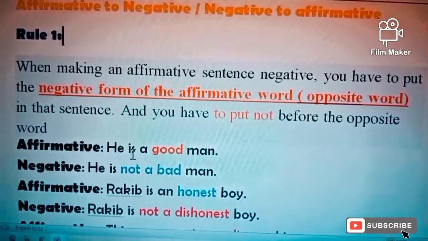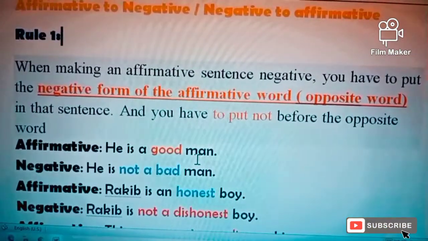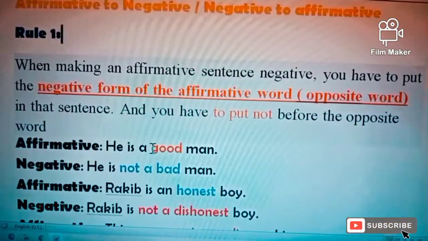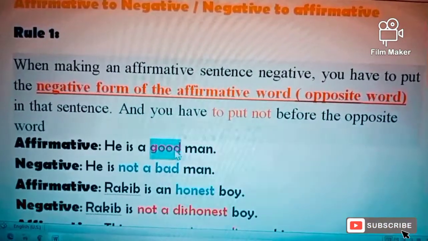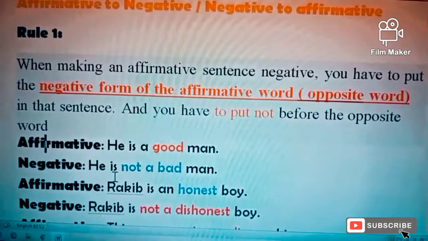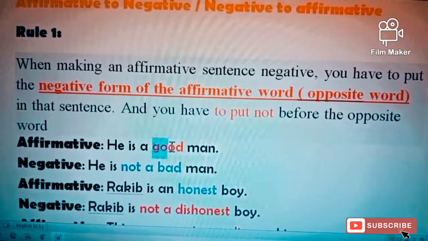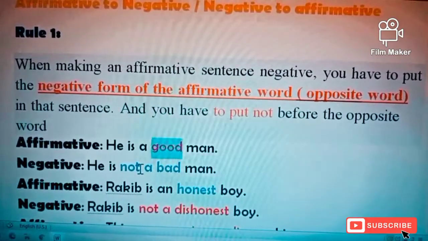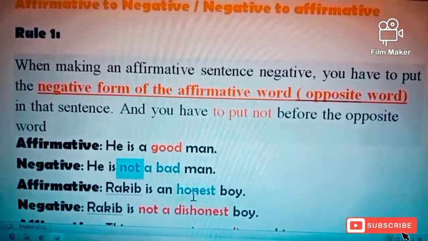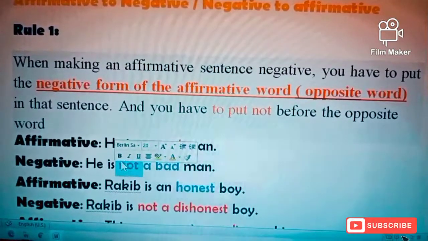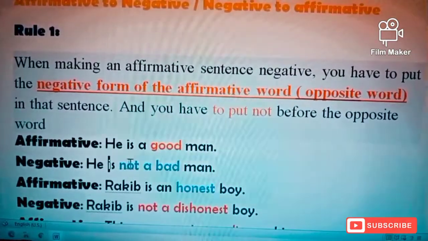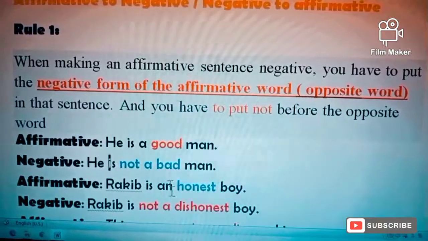Affirmative sentence: He is a good man. In this sentence we have an adjective, that is good, and the sentence is affirmative. In order to make it negative, we need to use the opposite form of the given adjective, and plus we need to add not to make it negative. So the negative sentence will be: He is not a bad man.